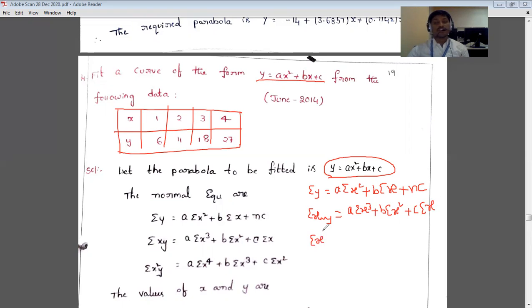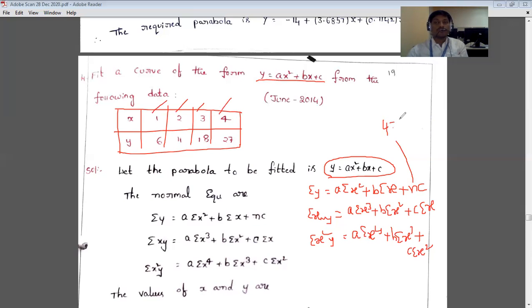And next again we need to multiply with x: summation x square y is equal to a summation x power 4 plus b summation x cube and c summation x square. So these are the three normal equations we got. Okay, and we have to calculate these values. So already x values we know, and y values we know. What about n? So n is equal to how much? 4. Why? Because 4 values are there. So 1, 2, 3, 4. So n is equal to 4.